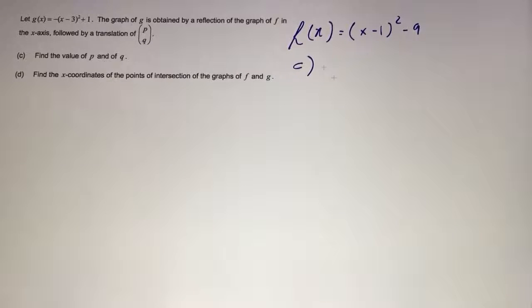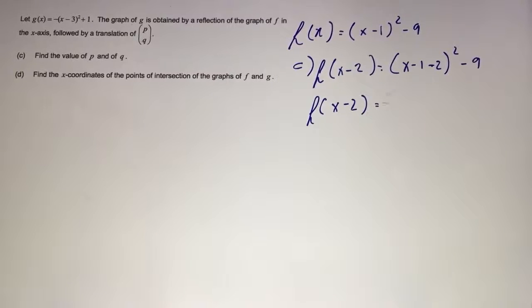All right, C. Well, the first thing that I can see is that since there's an inside transformation, a horizontal translation, that's what we're going to go after first, right? So what do I have to do inside with x so that x minus 1 becomes x minus 3? I would have to subtract 2, right? So that will become x minus 1 minus 2, squared minus 9. So my new translated f will be (x minus 3) squared minus 9.